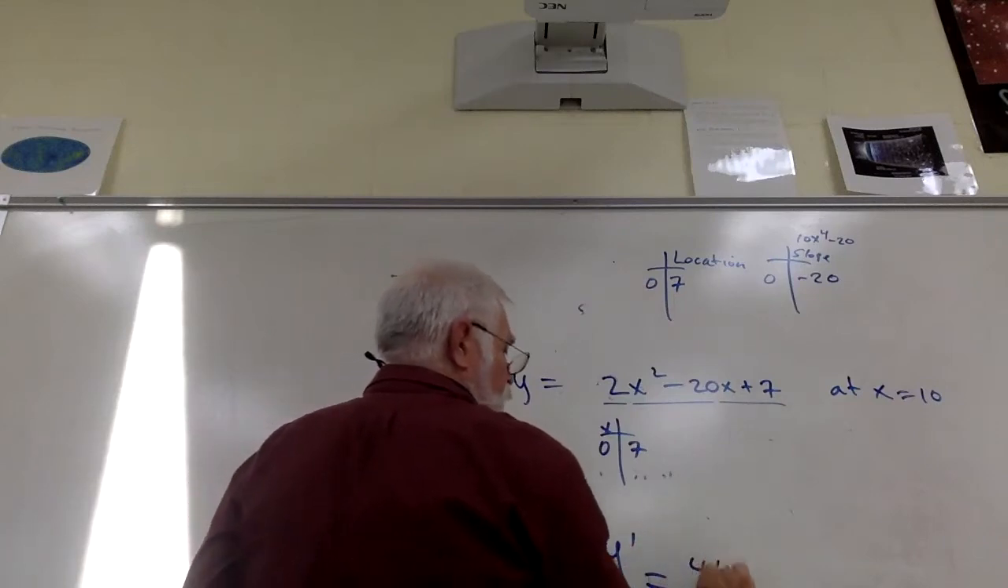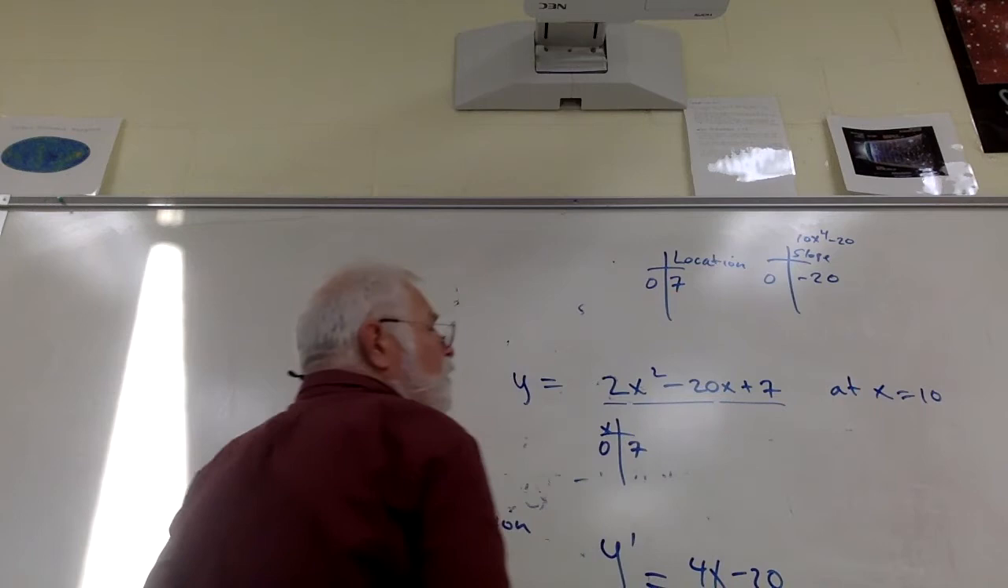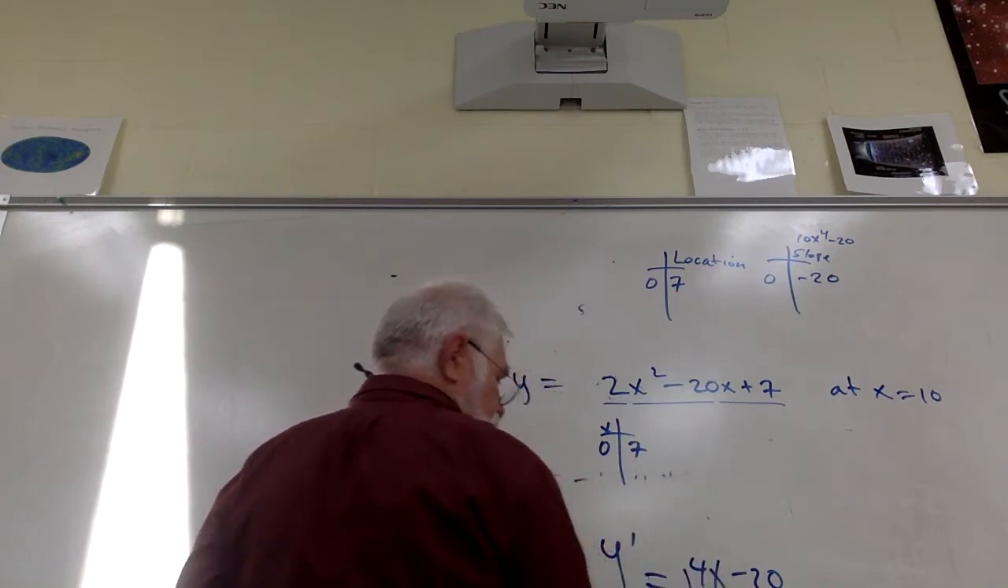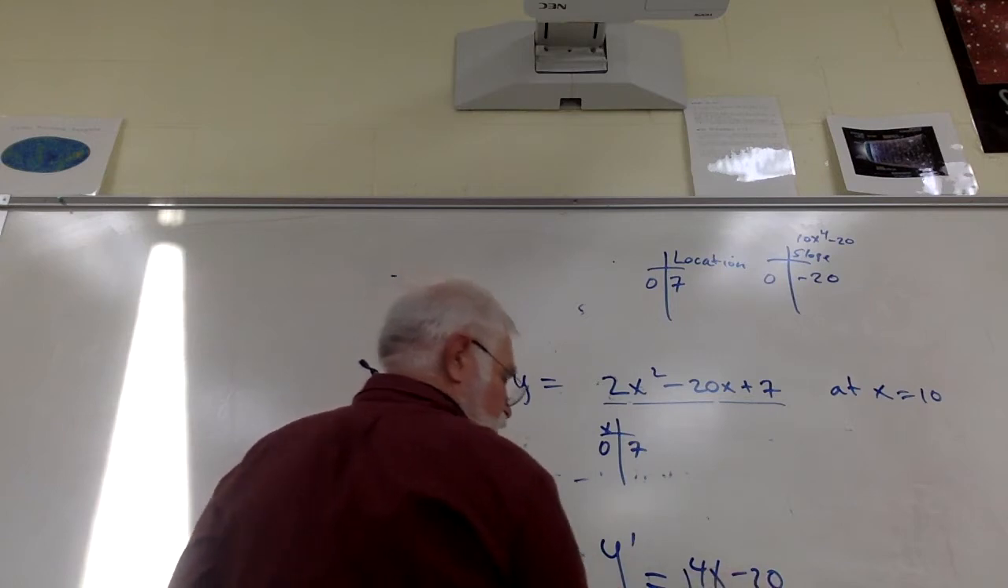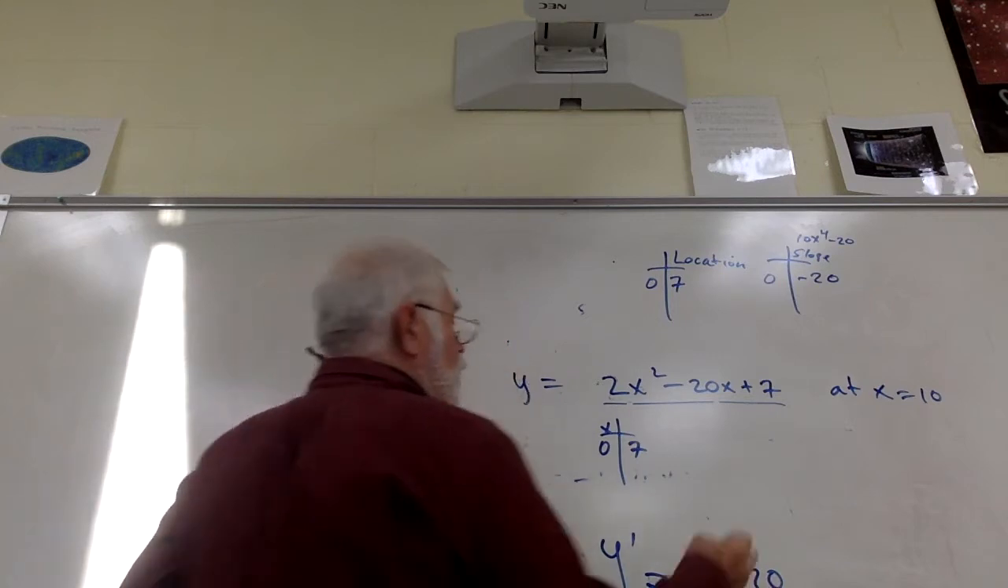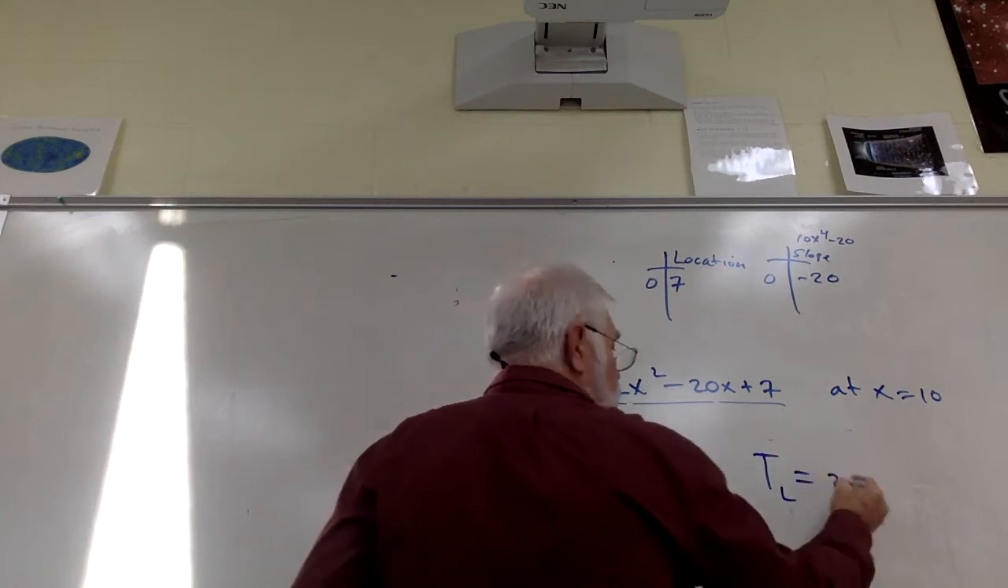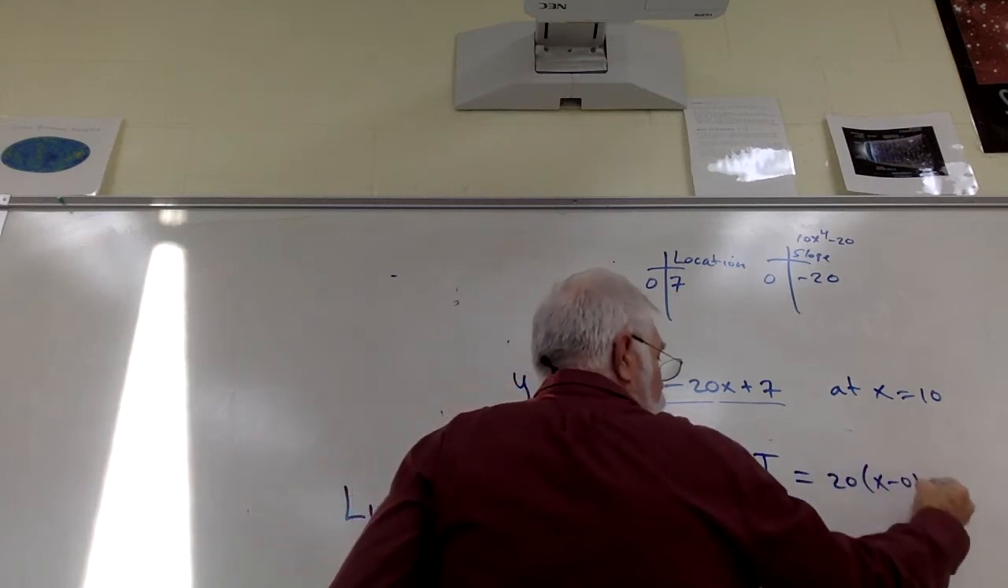The derivative is 4x minus 20. Oh, yeah, we did this one before. Let's put in an x value of 10. 40 minus 20 is 20. Okay, so the equation of the tangent line is equal to a slope of 20 through (10, 7).